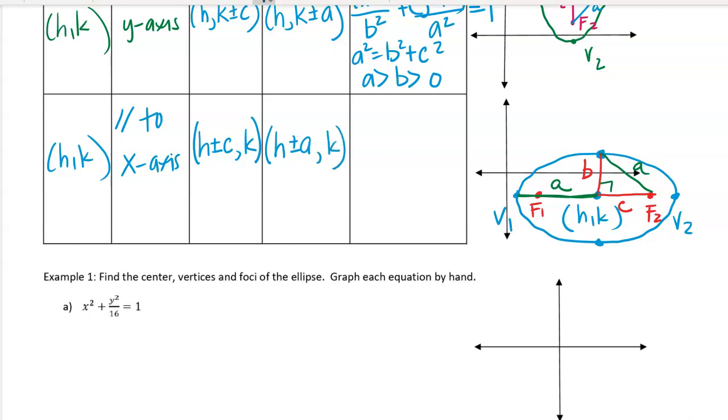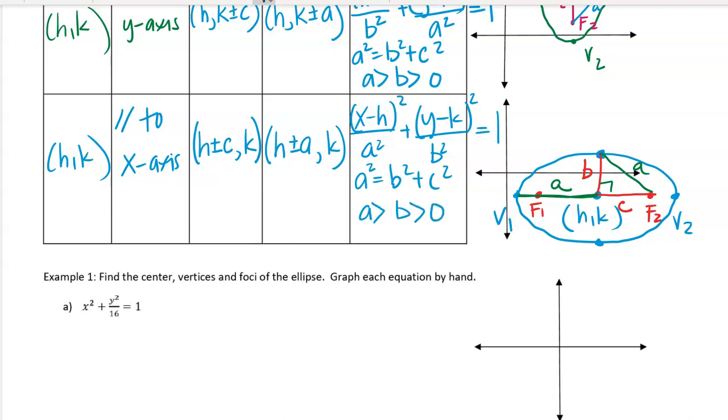Yep. Okay, equation. Since it's horizontally positioned, which one's going to get the a squared? X. Yep. x minus h quantity squared over a squared plus y minus k quantity squared over b squared. All of this should always, always equal 1. Pythagorean theorem, same. And the a distance is still bigger than the b distance. Okay. All right, those are all of the possible formulas for ellipses. Let's do examples.